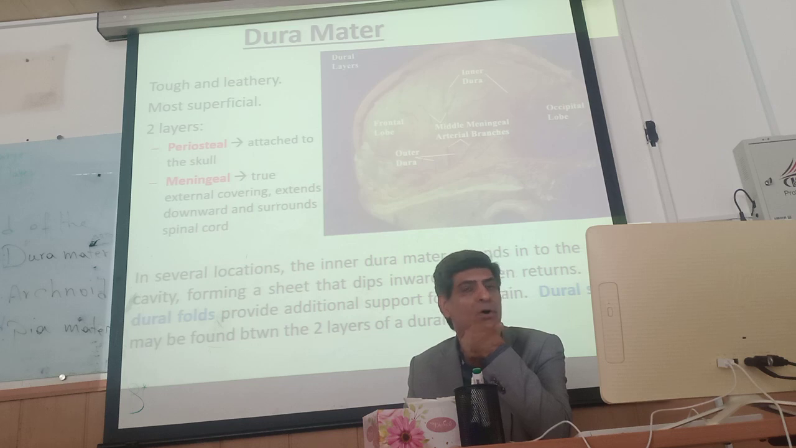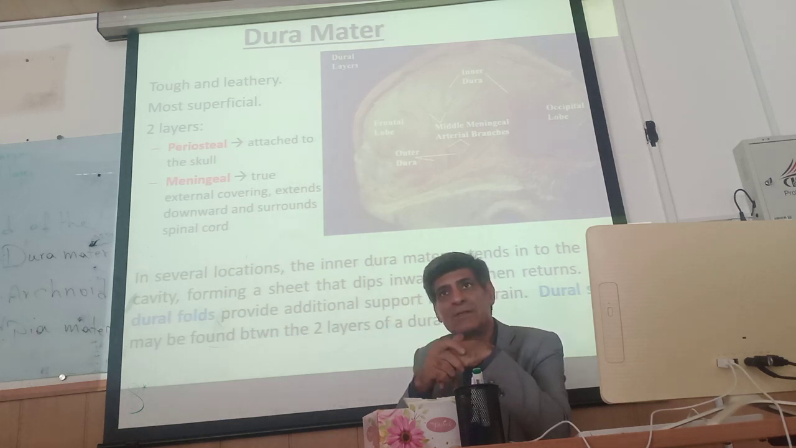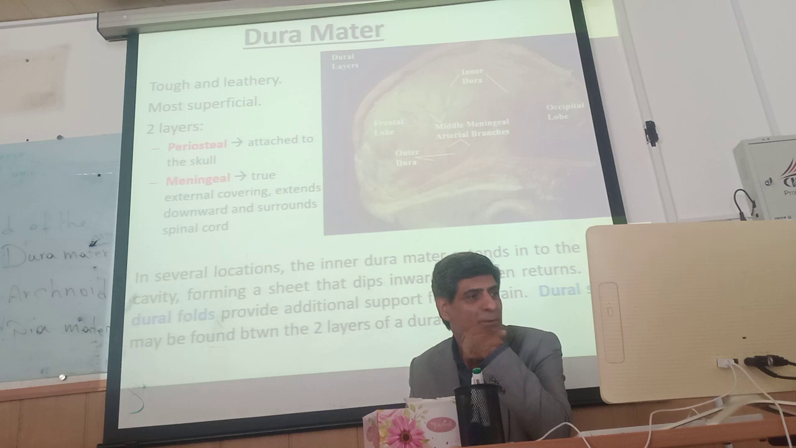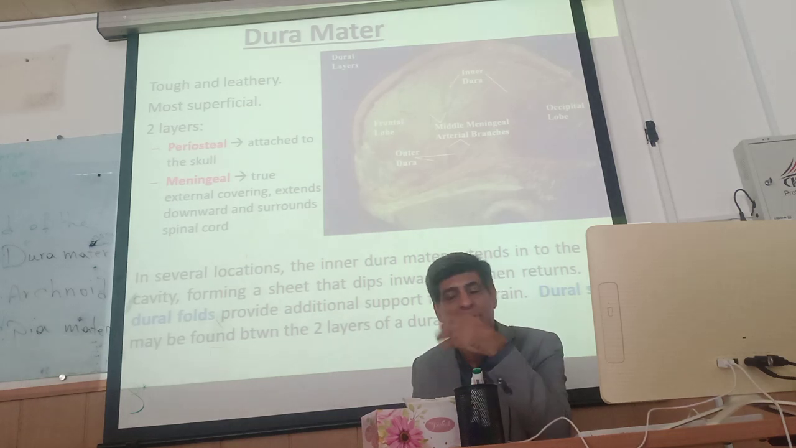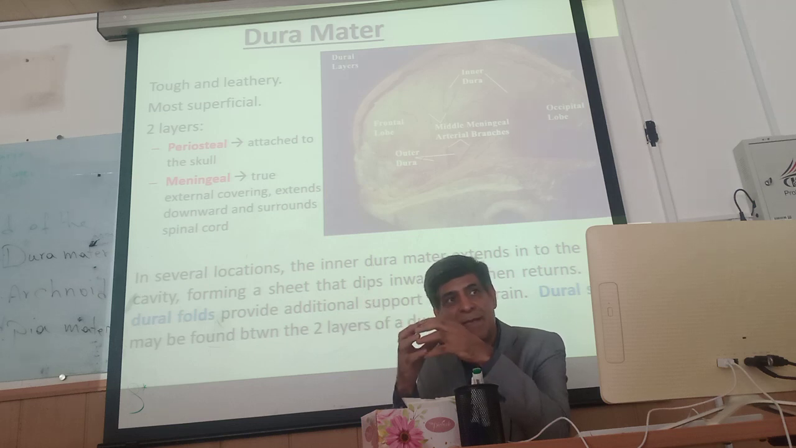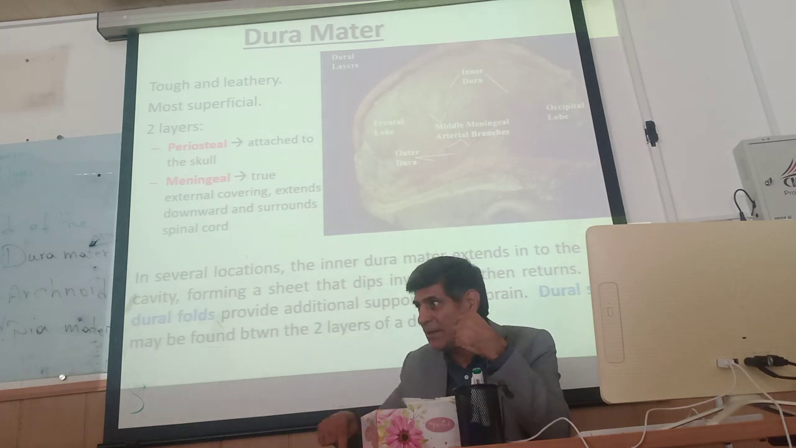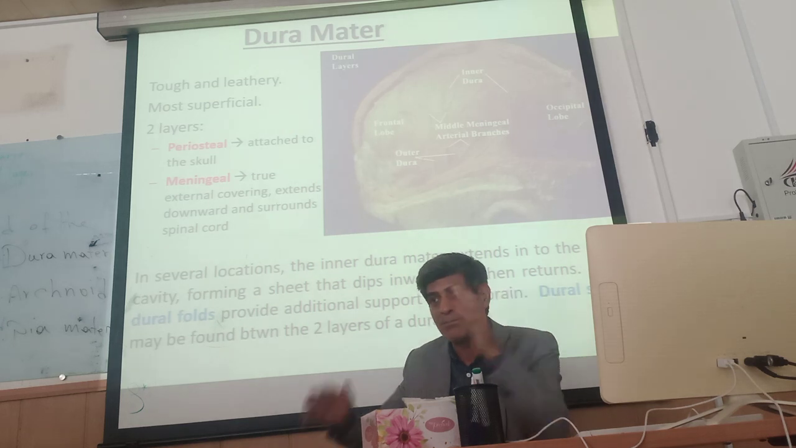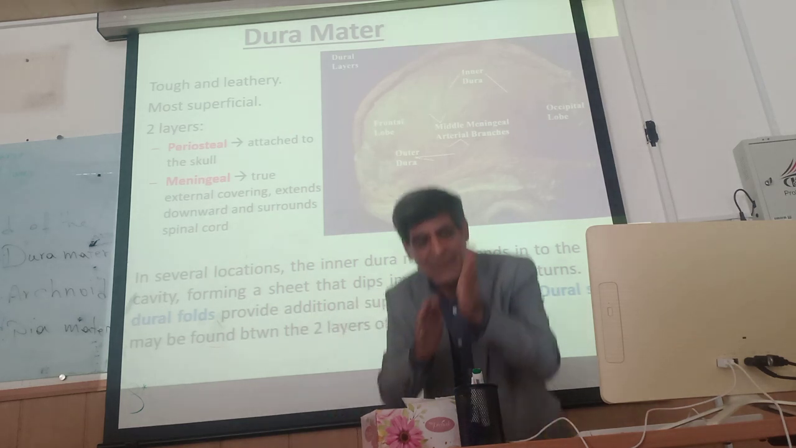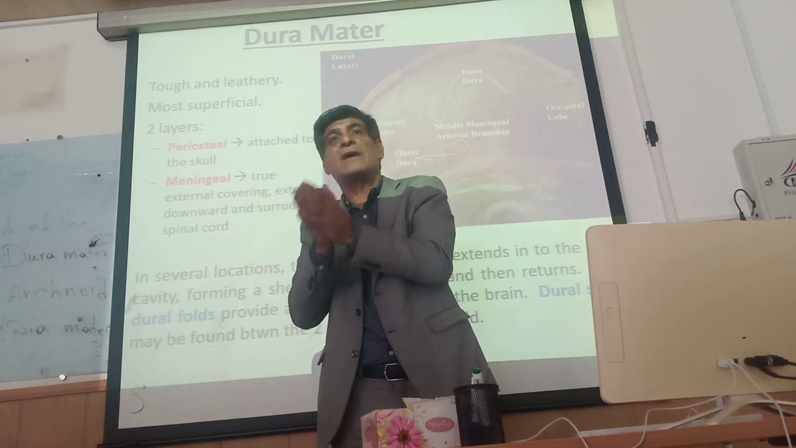These are the dura folds, the dura mater formations. The folds provide additional support for the brain. Dural sinuses lie between the two layers of dura mater, forming a space, a fossa. Another name for this space is dural sinuses. They form between the periosteal layer and the meningeal layer. This space is the dural sinuses.